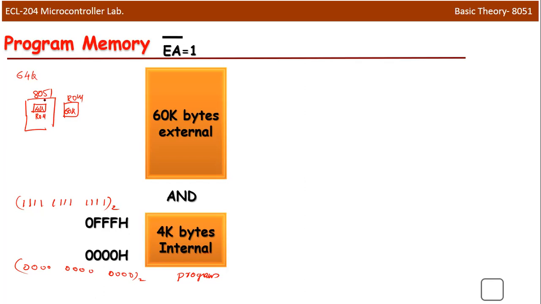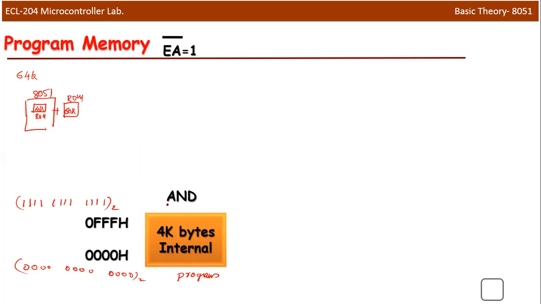So if the program is very big, you need to connect some external ROM, and the maximum capacity of the external ROM is 60K if you are using the internal 4K. So internal 4K plus 60K, in total you can use 64K ROM. This is one possibility. So if you are using this particular configuration, where we use the internal 4K memory and the external 60K, we have already labeled from 000H to FFFH for the internal memory.